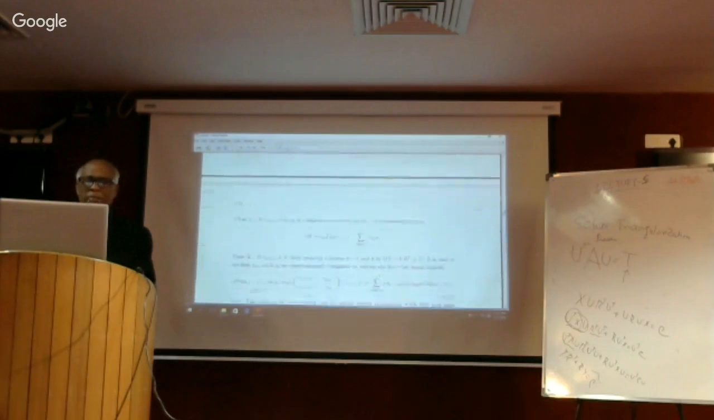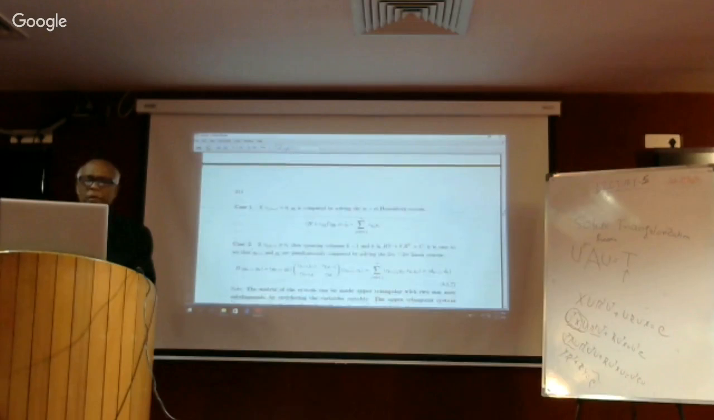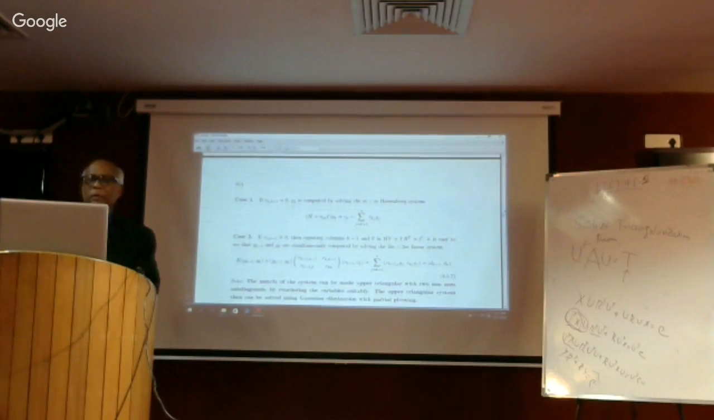So again, the same type of thing. We don't do anything with the Heisenberg matrix. We just work on the real Schur form. If the (k minus 1)th entry of the real Schur matrix is 0, then we can compute the corresponding column yk by solving a Heisenberg system.